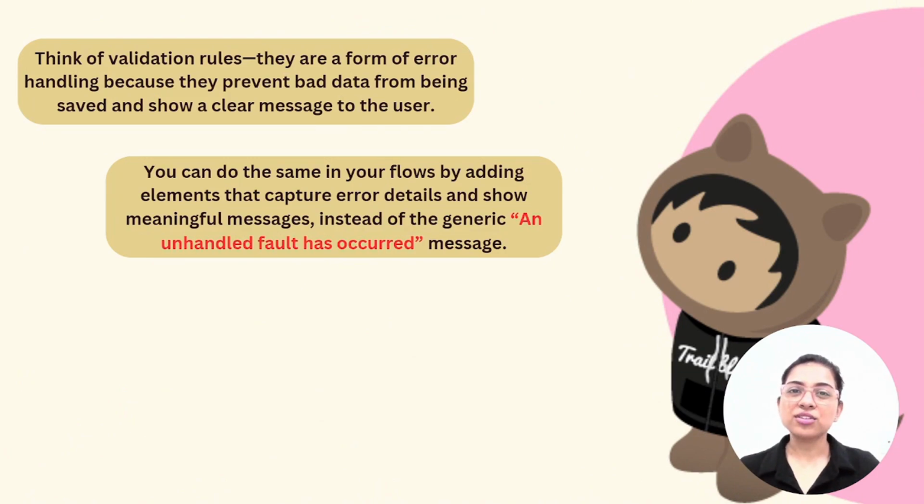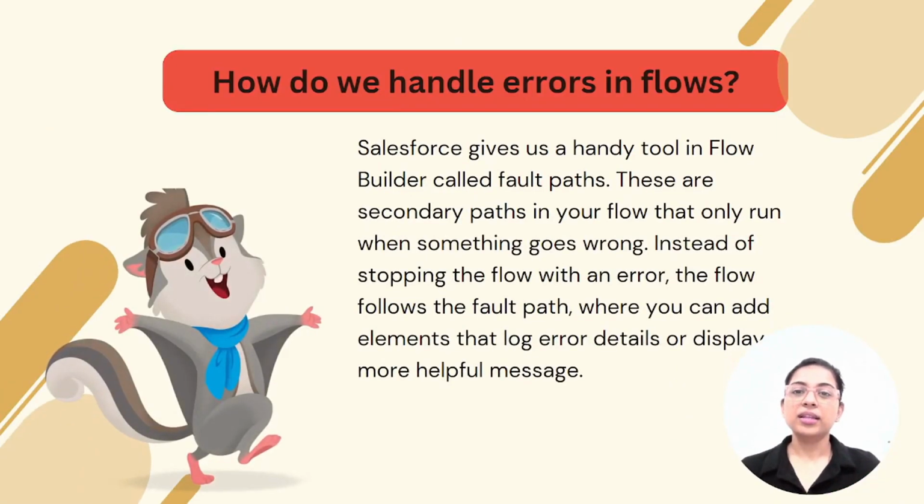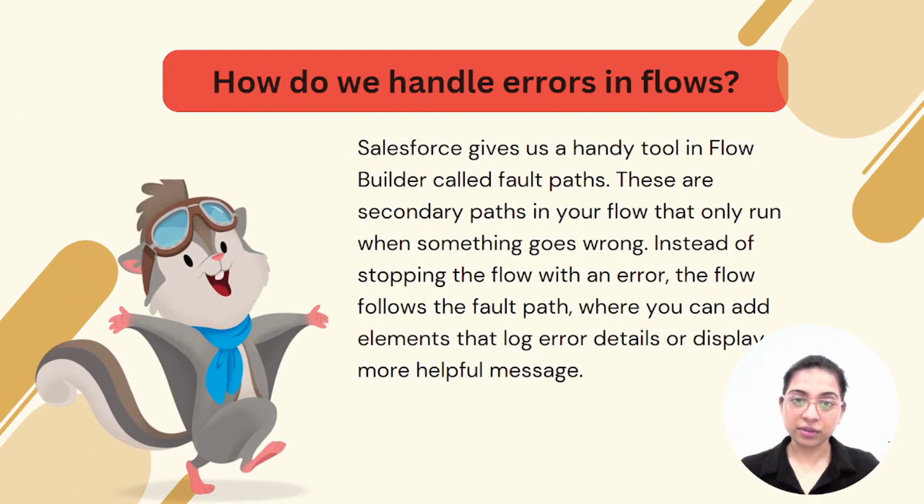Now, how can we actually handle Salesforce faults? Think about these unhandled errors the same as validation rules. Validation rules are a form of error handling because they prevent data from being saved and show the user a very clear message, right? You can do the same in flows by adding elements that capture error details and show the user meaningful messages instead of just showing an unhandled error, right? Now, how do we handle errors in flows?